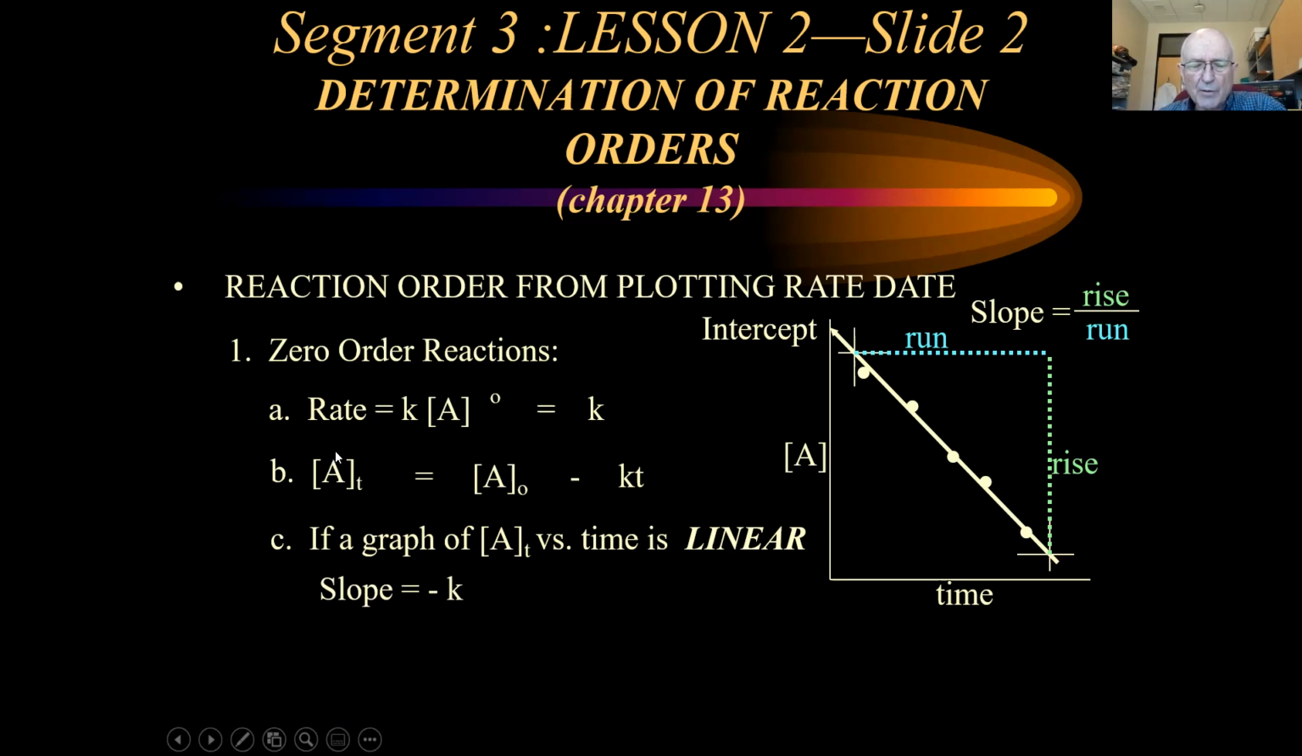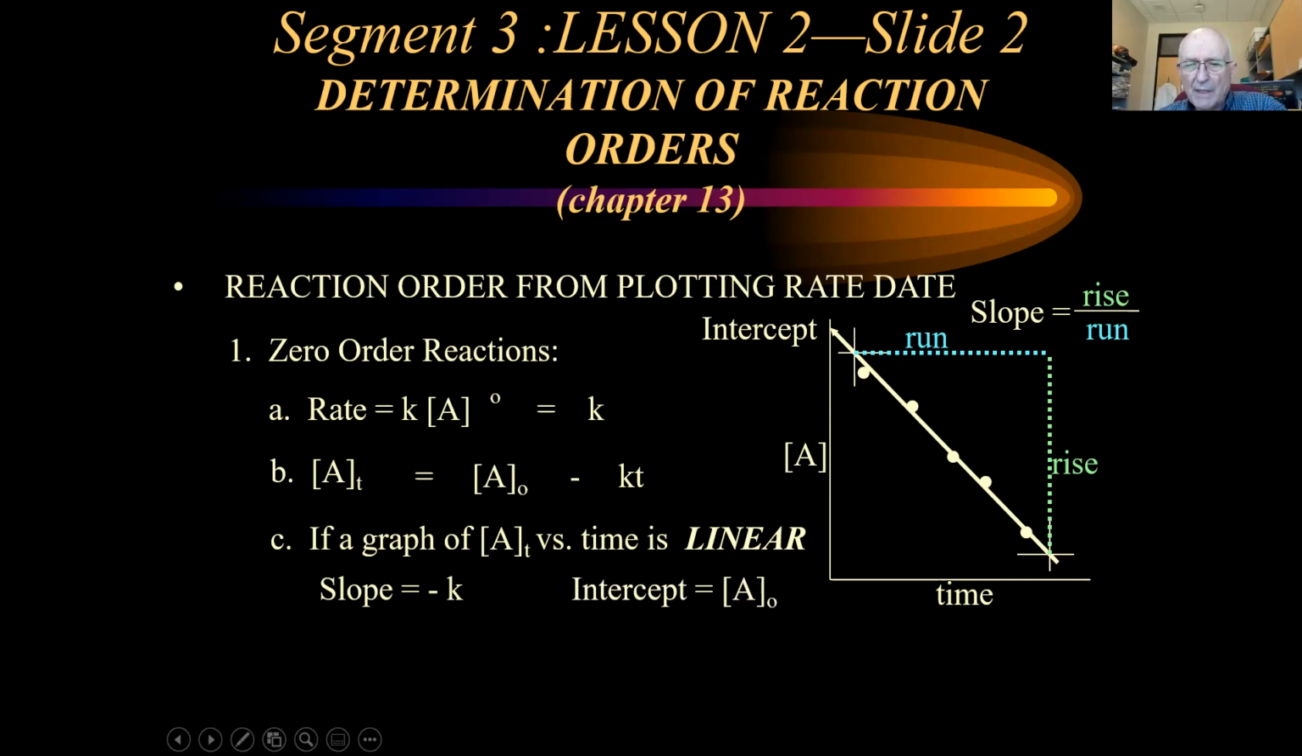the equation for a straight line is y equals mx plus b. Y is going to be the value on the y-axis. The x-axis is the time axis. So the k in front of the time is going to be the slope of this straight line. So the slope is minus k, the slope is negative, and the constant is taken as a positive value. The intercept is just going to be A0.